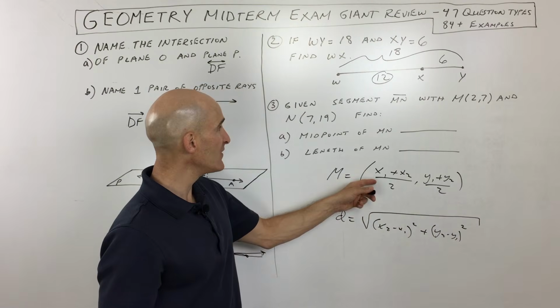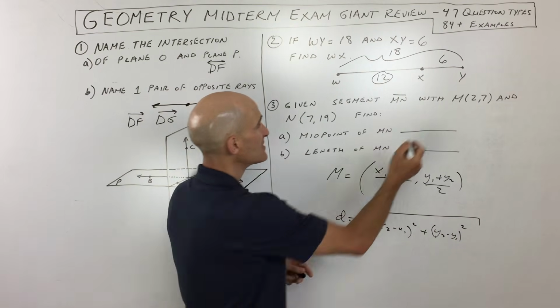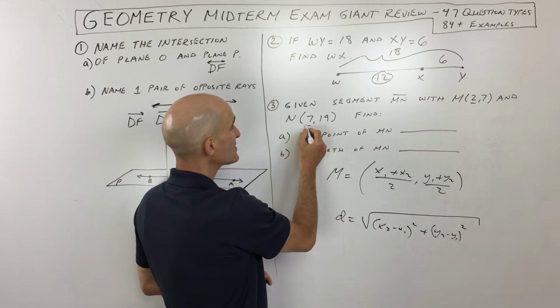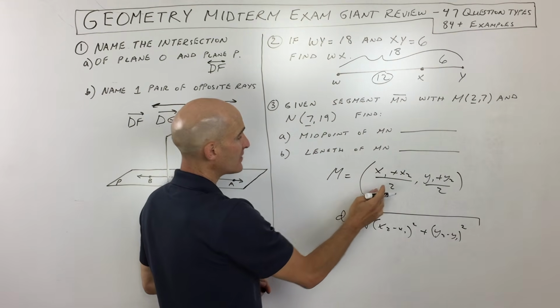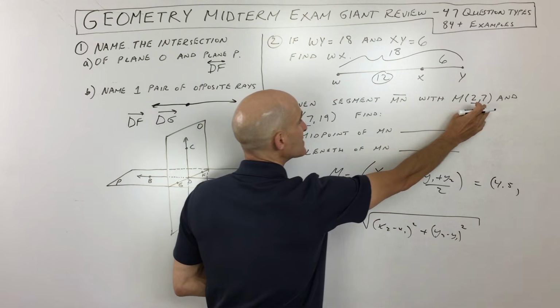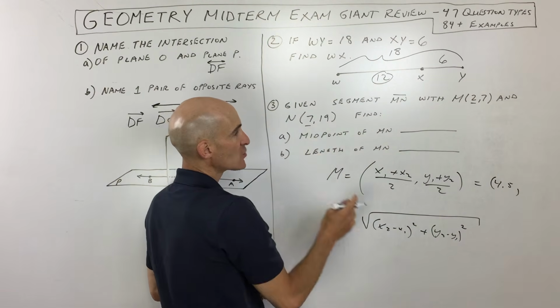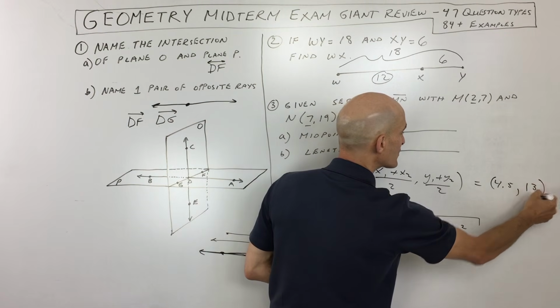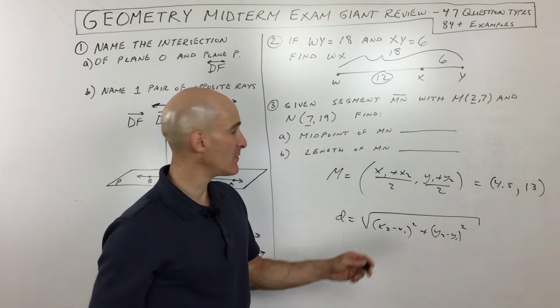So in this case, what I'm going to do with the midpoint is I'm going to take 2 plus 7. So I'm adding the X coordinates, so that's 9, divided by 2, which is 4.5. And if we add the y's together, 7 plus 19 is 26, divided by 2 is 13. So that's going to be the halfway point, the midpoint.